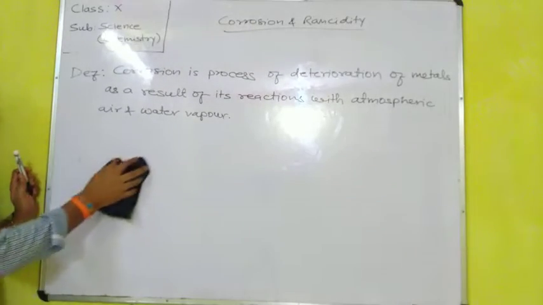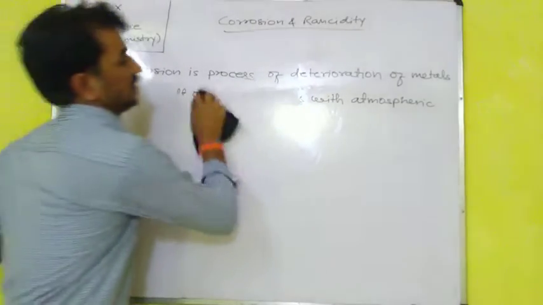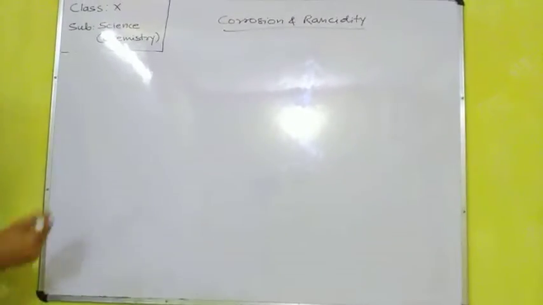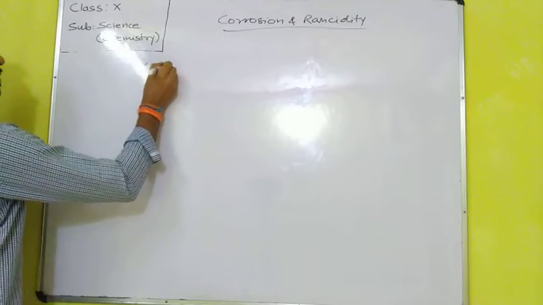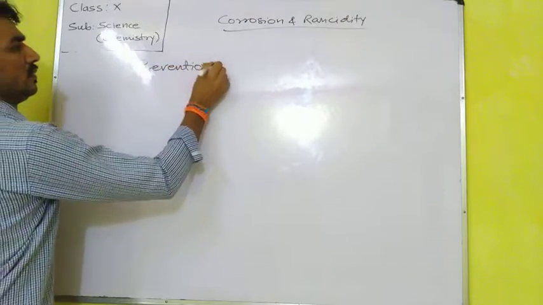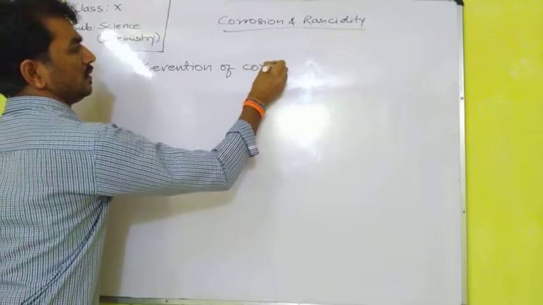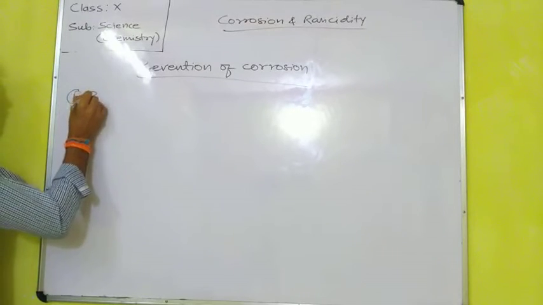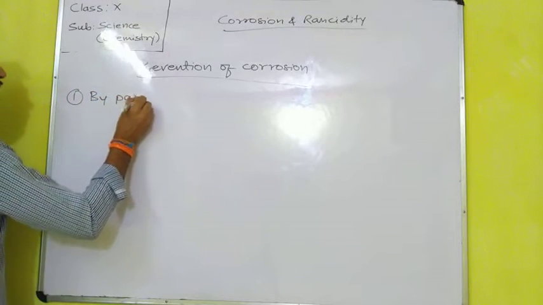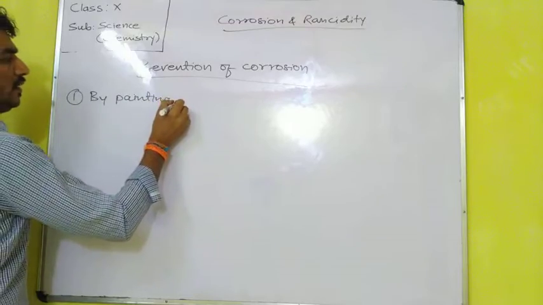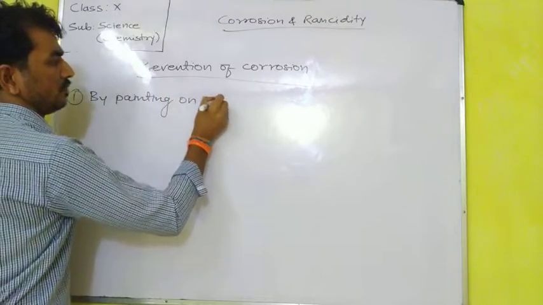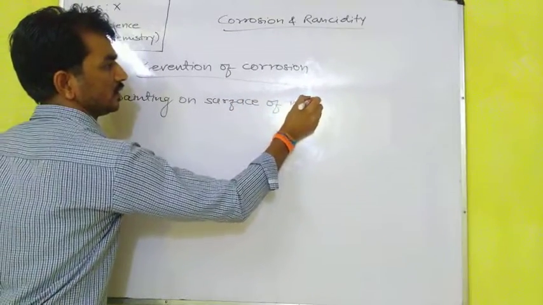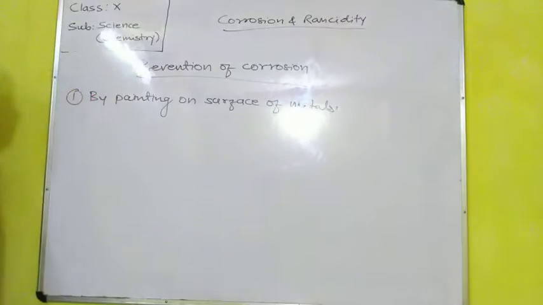Right now, I think you have written this definition. So prevention of corrosion. First, by painting it. By painting on the surface of metals. Okay. How will it prevent?